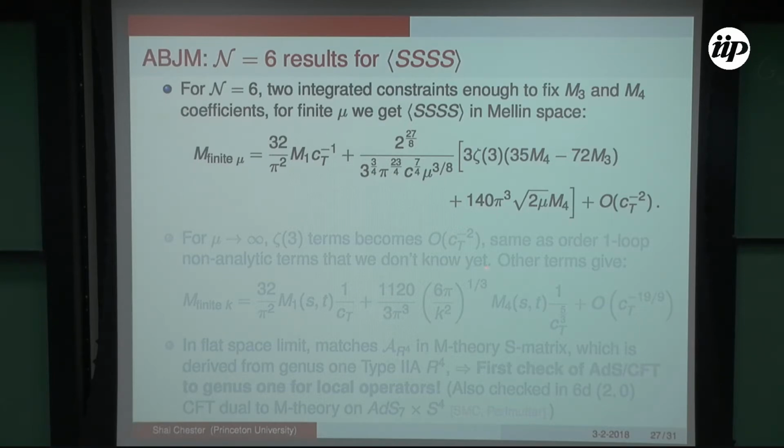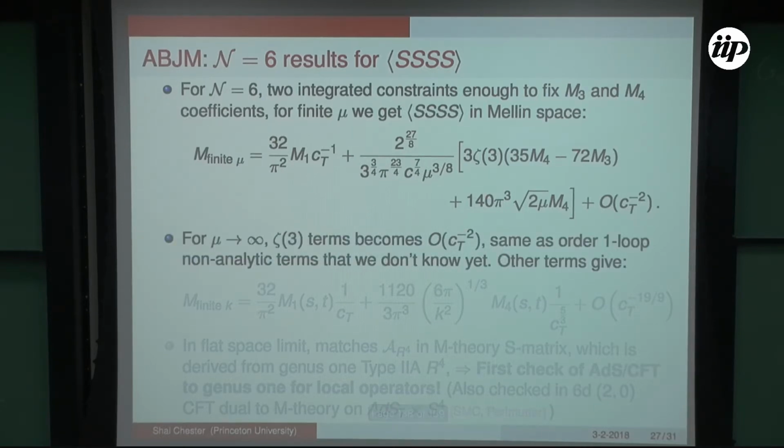So now we can show the answer. We have two constraints because we had two combinations of derivatives, and for n equals 6, there were two terms we had to fix up to r to the 4. There was a degree 3 Mellin amplitude and a degree 4 one, and so we're able to fix both of them. We get the following very ugly-looking answer.